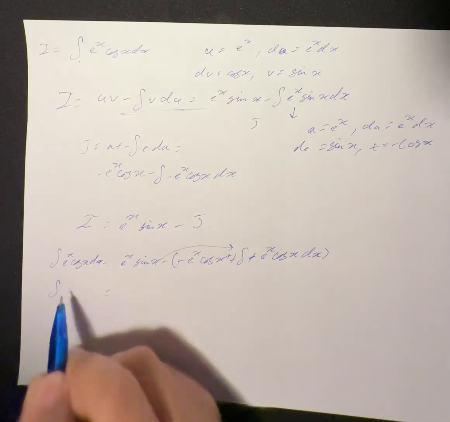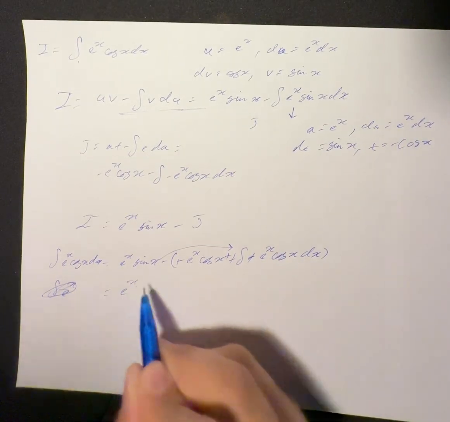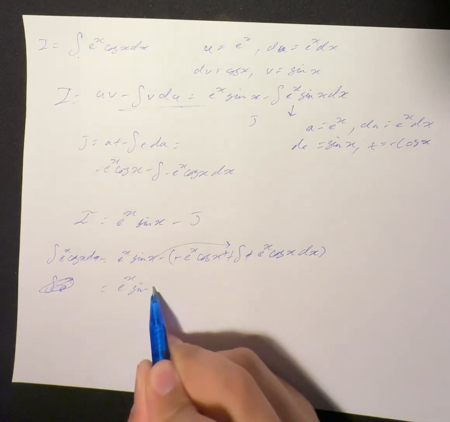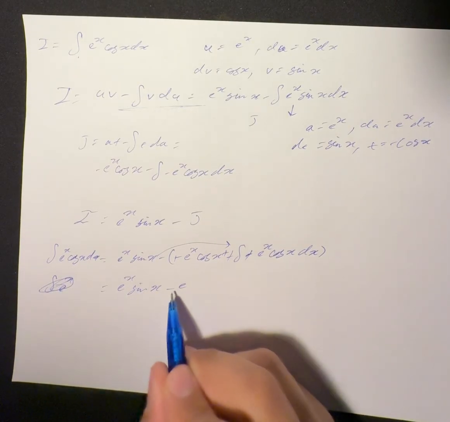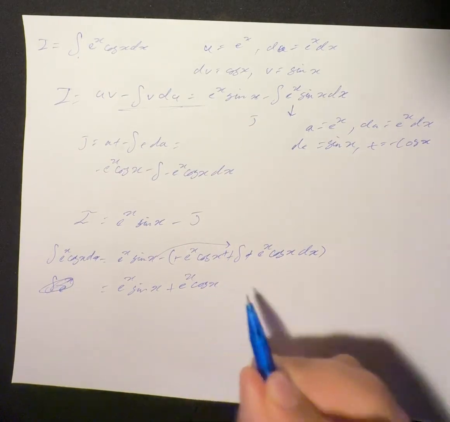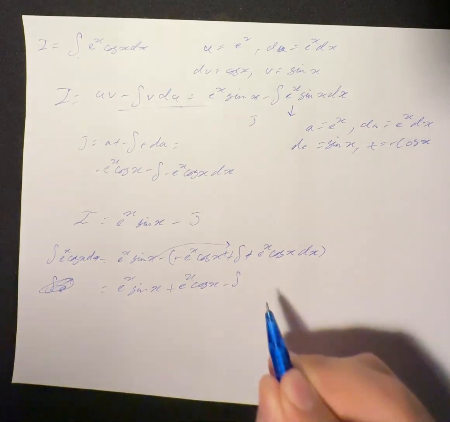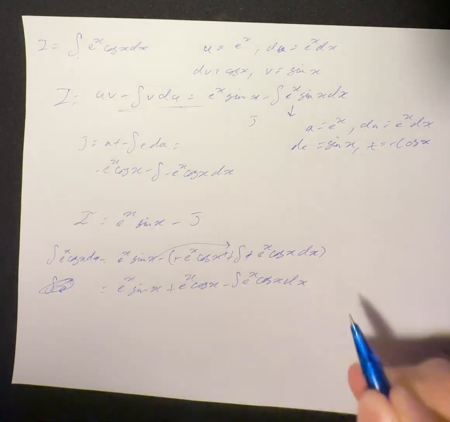So we get, for this one, e to the power of x sine x minus, which would be plus, e to the power of x cosine x minus the integral of e to the power of x cosine x dx.